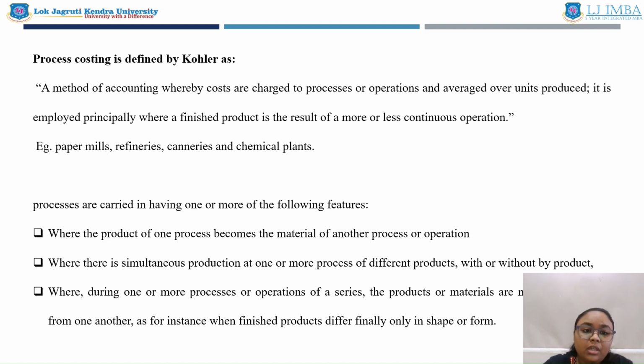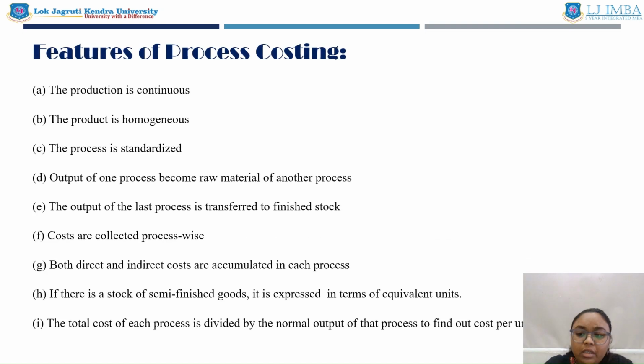Now further, what are the features of process costing? Let's look at some of the key features. Costs are recorded process wise. The output of one process is often the input for the next. Work in progress at different stages is a common occurrence, and we usually handle it by calculating cost per equivalent unit. So further, the features are the ones which we have discussed earlier.